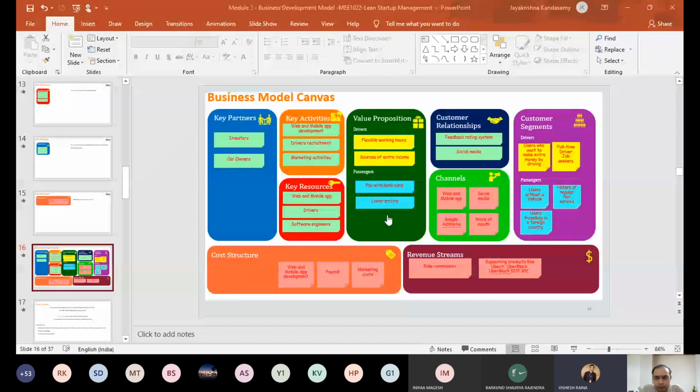Okay. The team leaders can take control of presenting the slides.